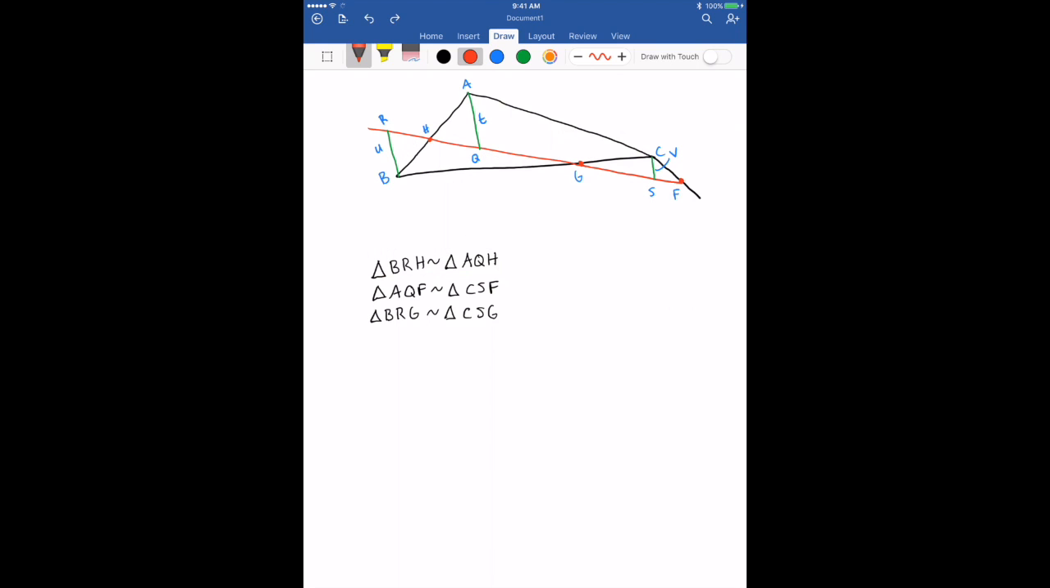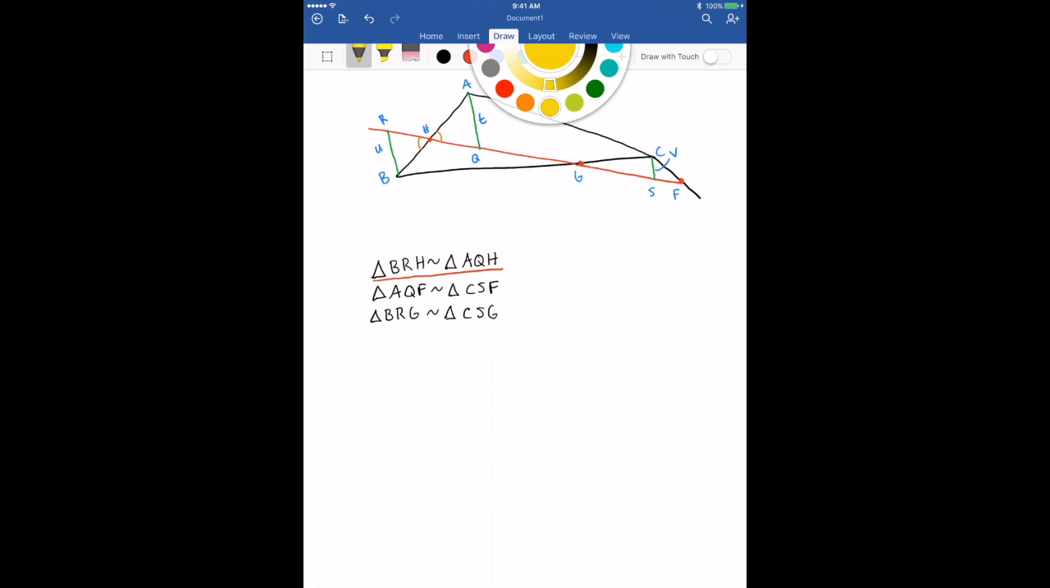Now that we've explored how to find the side ratios for generally similar triangles, let's try to apply those concepts to the triangles that we have in our problem. So let's look at the first set of similar triangles. We have triangle BRH is similar to triangle AQH. So let's label the corresponding angles. We know AHQ and RHB are going to be corresponding because of the vertical angle property.